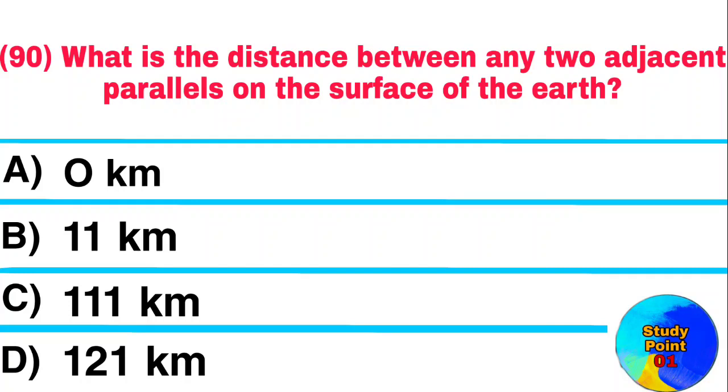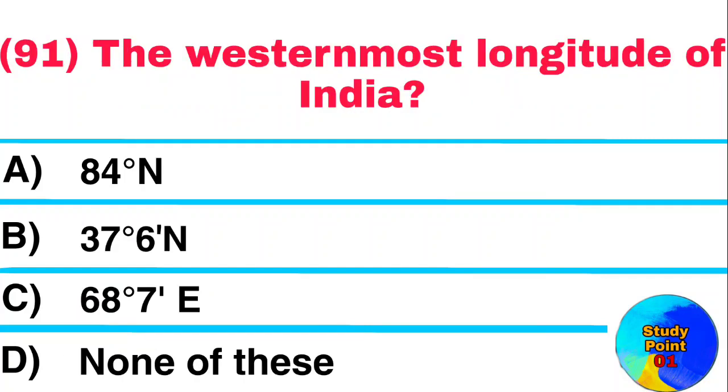Question. What is the distance between any two adjacent parallels on the surface of the Earth? A. 0 km. B. 11 kilometers. C. 111 kilometers. D. 121 kilometers. Answer. 111 kilometers. Question. The westernmost longitude of India. A. 84 degrees north. B. 37 degrees 6 minutes N. C. 68 degrees 7 minutes E. D. None of these. Answer. 68 degrees 7 minutes E.